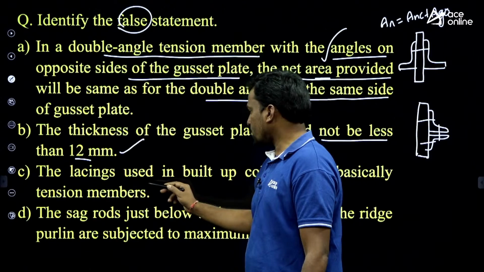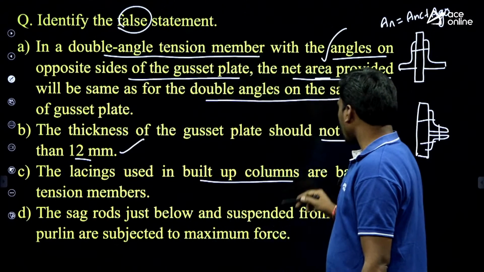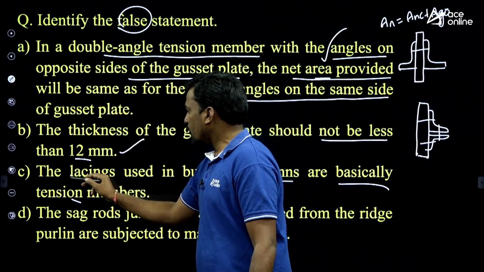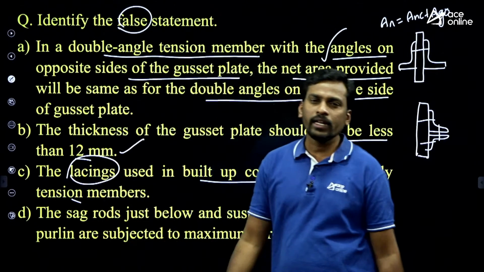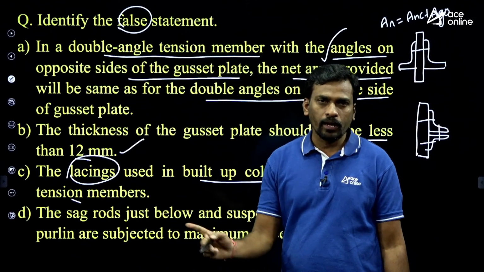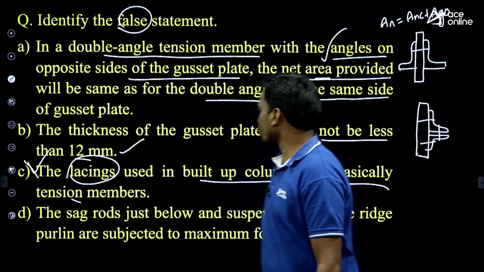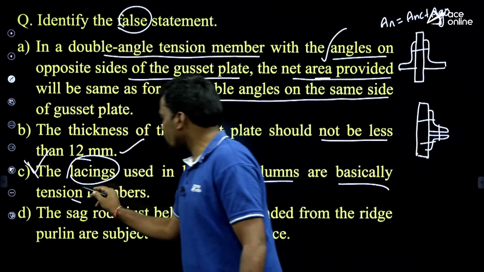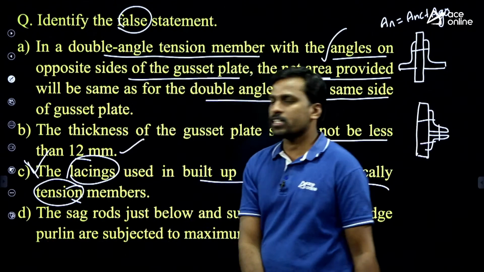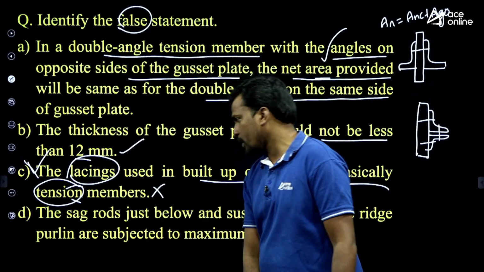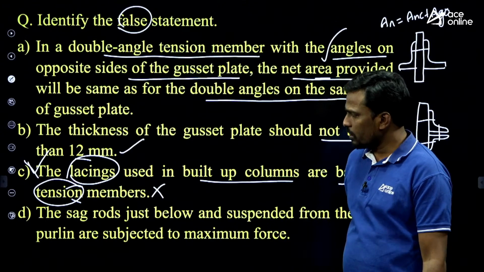Next, the lacing used in built-up columns is basically a tension member. Students, lacing and battening we studied in the compression member chapter, not in tension member. This is the false statement, so C is the false statement. It is not a tension member; it is a compression member. We studied lacing and battens in compression members. No need to see the last one.